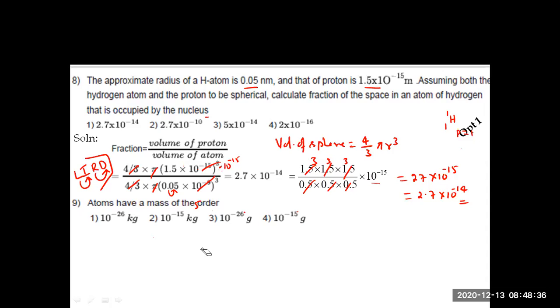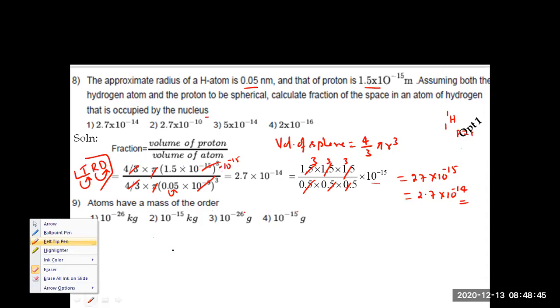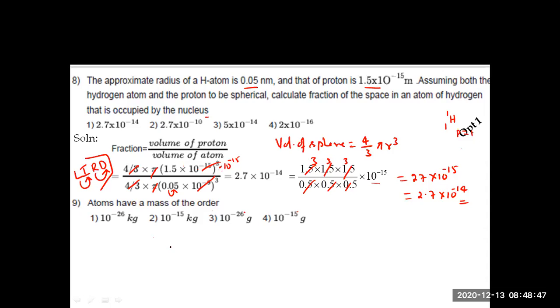Atoms have the mass of the order of. What is the correct answer? First option, 10 raised to minus 26 kg. Correct, no? Because if you take the neutron, it will be 10 raised to minus 27, and proton of the order of mass, 10 raised to minus 27 kg.